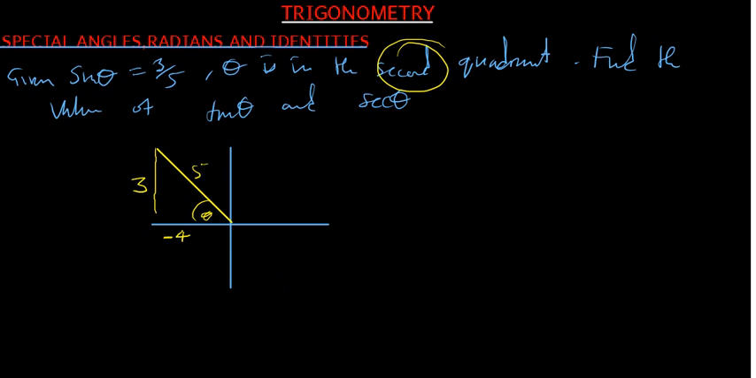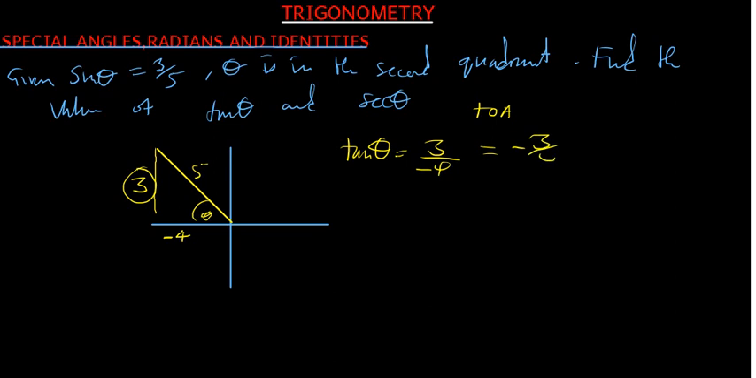Okay, so we need to understand those. Now, we want to find the value of tan theta. So tan theta, we know that tan is opposite over adjacent. The opposite in this case is 3. The adjacent is -4. So which you can also write as -3 over 4. And then we want to write sec theta. Now sec theta, we know that sec is the reciprocal of cos. So this is the same as 1 over cos theta.